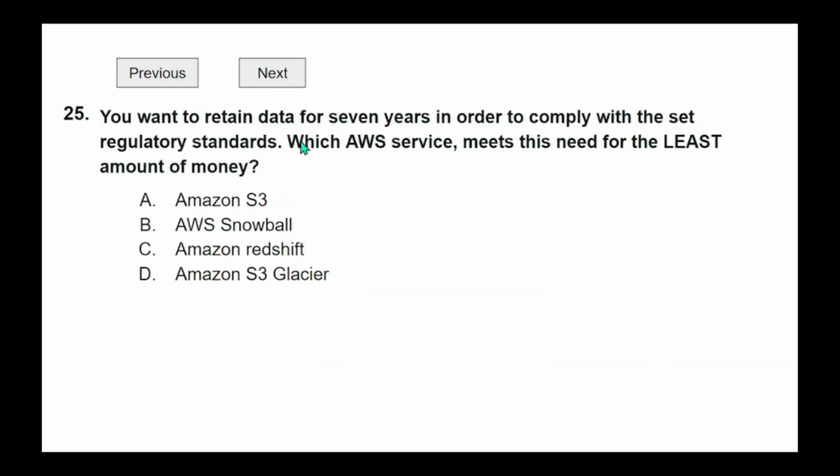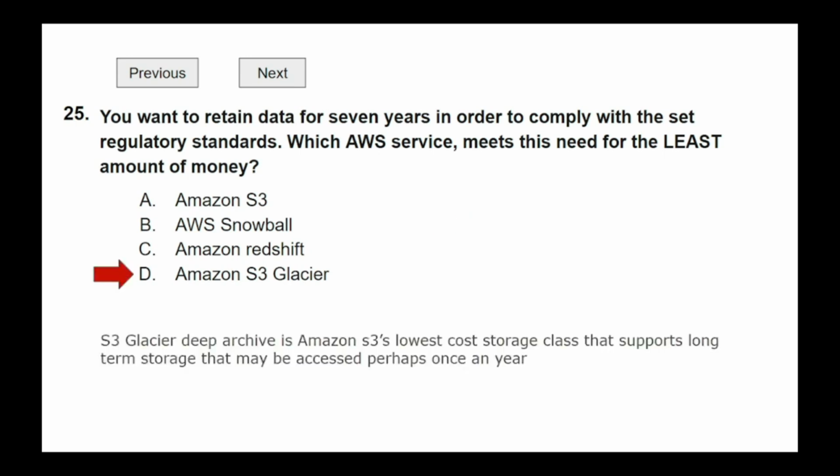Question 25. You want to retain data for 7 years in order to comply with the set regulatory standards. Which AWS service meets this need for the least amount of money? Option A, AWS S3. Option B, AWS Snowball. Option C, Amazon Redshift. Option D, Amazon S3 Glacier. So the answer is Amazon S3 Glacier. Amazon S3, well, that's a bucket service like Amazon S3 Glacier. Amazon Snowball is a tool used to transfer petabytes of data. Amazon Redshift, well, that's a database.